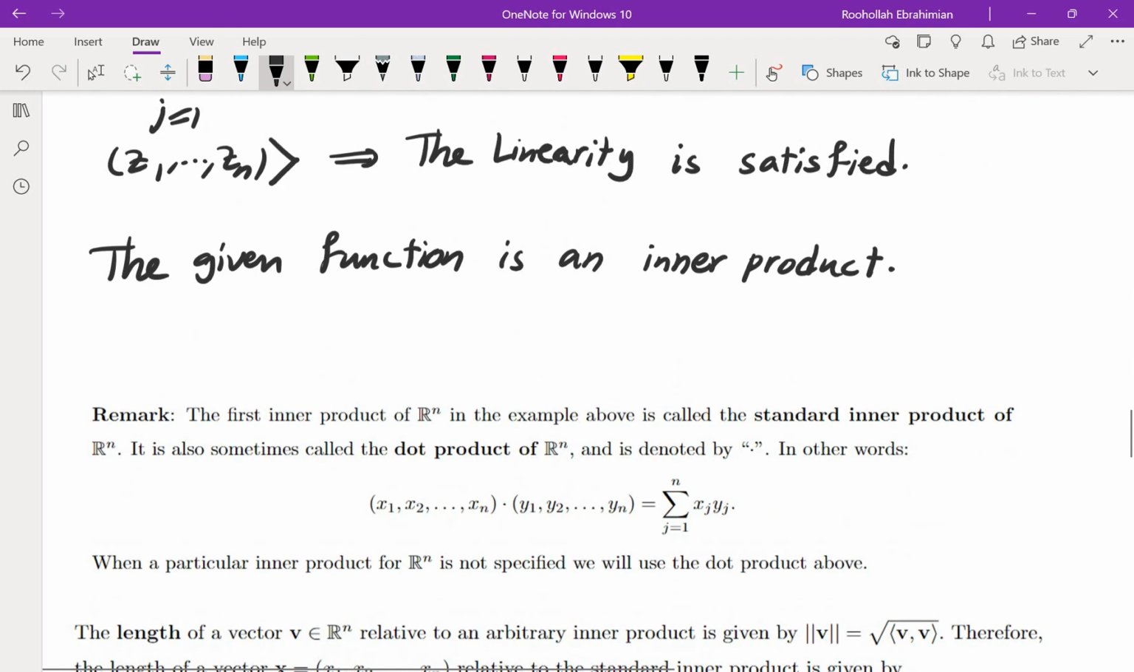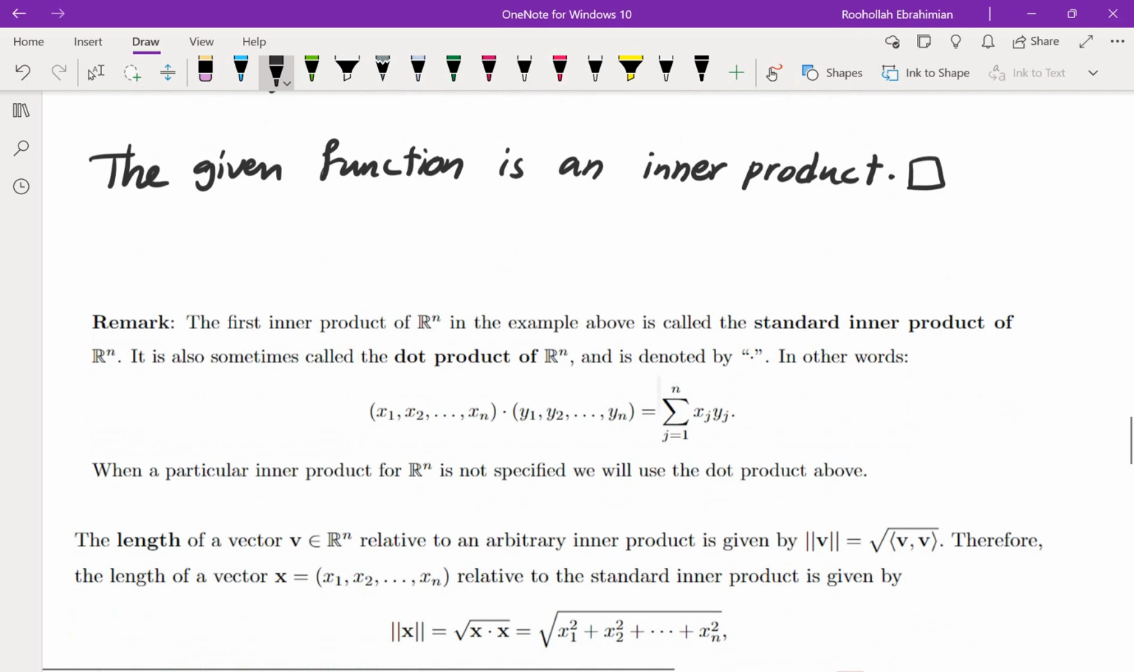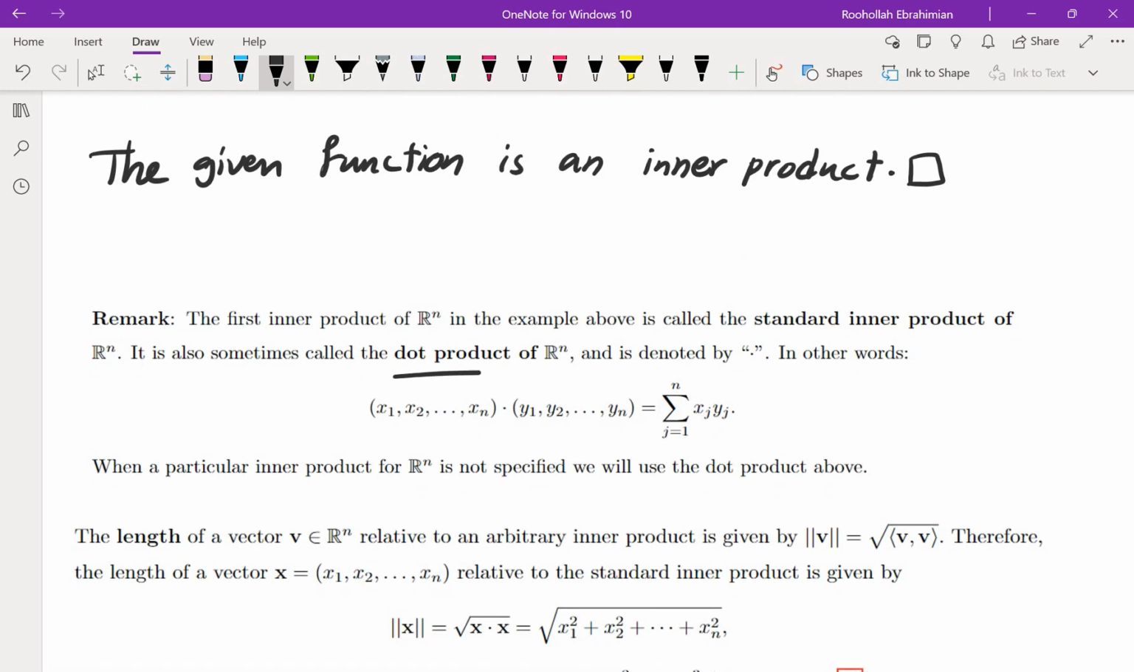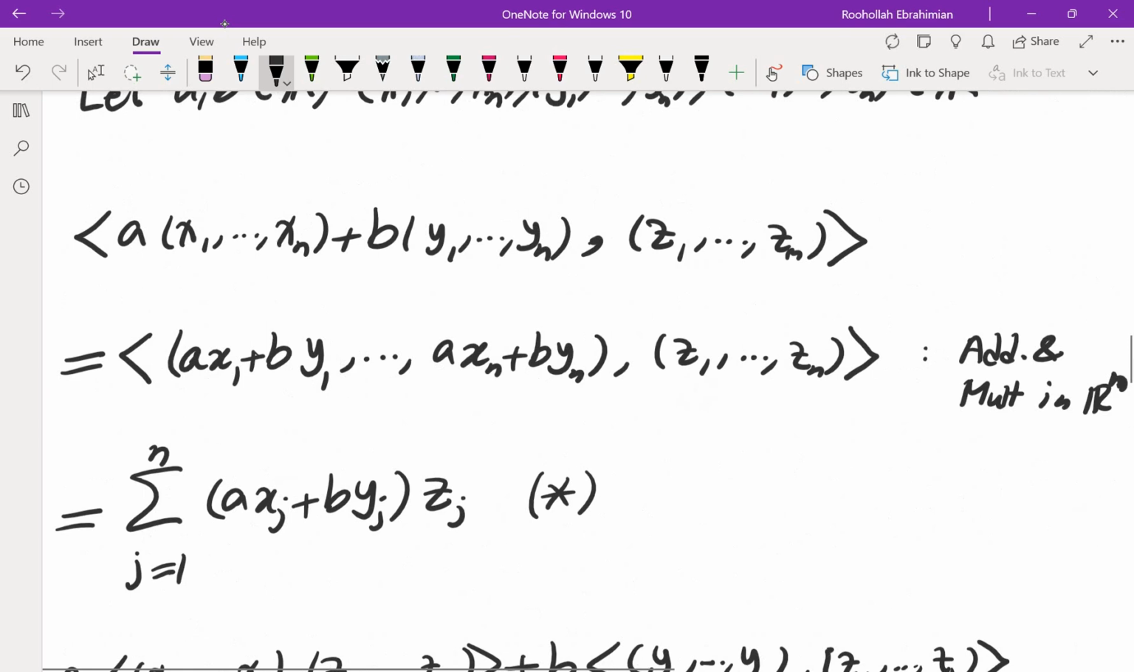The first inner product is an important inner product, and that's called the dot product. The first inner product of Rn in the example above is called the standard inner product of Rn, and it is sometimes called the dot product of Rn. And the definition was this: it was the sum of xj yj, j equals 1 to n. And remember that this was the one that helped us get the angle, if you recall, up there.